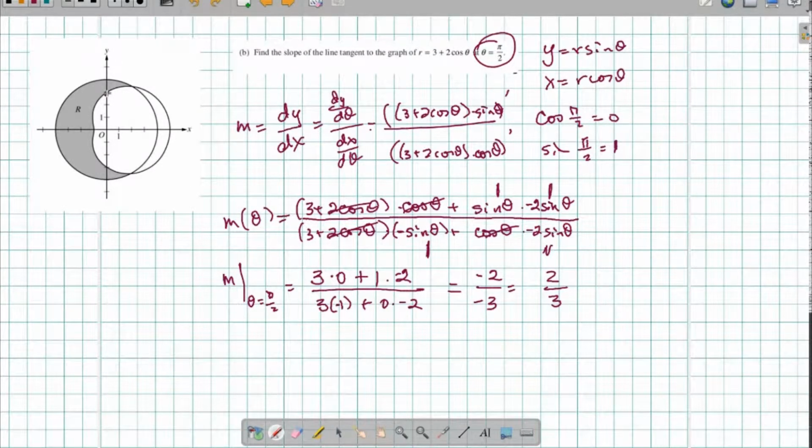At pi over 2, my tangent line has a positive slope, but it is a shallow positive slope. It's not increasing very fast. It's actually increasing at less than a 1-to-1 rate. So I get that graphical confirmation of my answer. And on to part C.